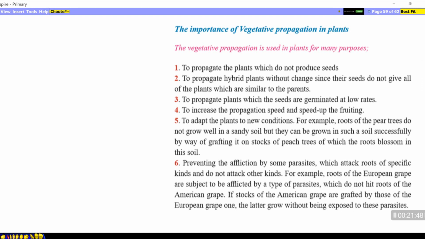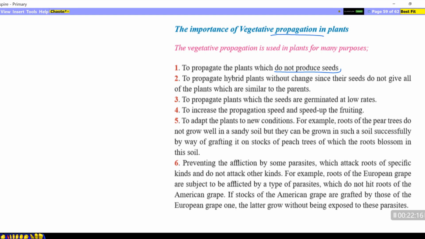The importance of vegetative propagation in plants, and why farmers do vegetative propagation, or how important vegetative propagation is for plants and in agriculture. First, to propagate plants which do not produce seed, meaning they cannot reproduce sexually, so they are reproduced asexually.